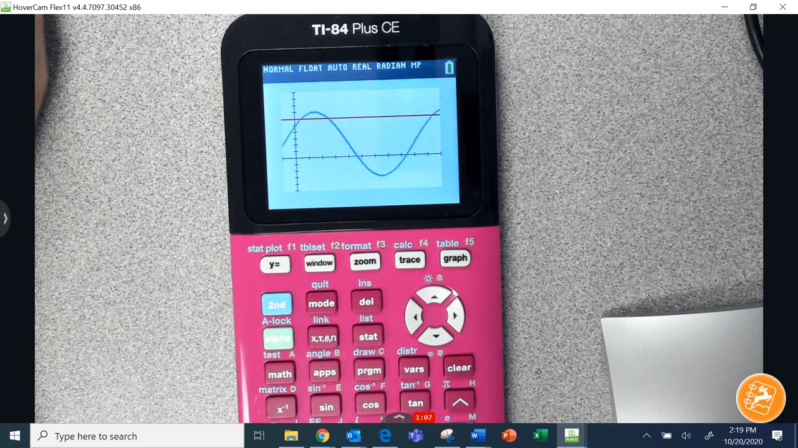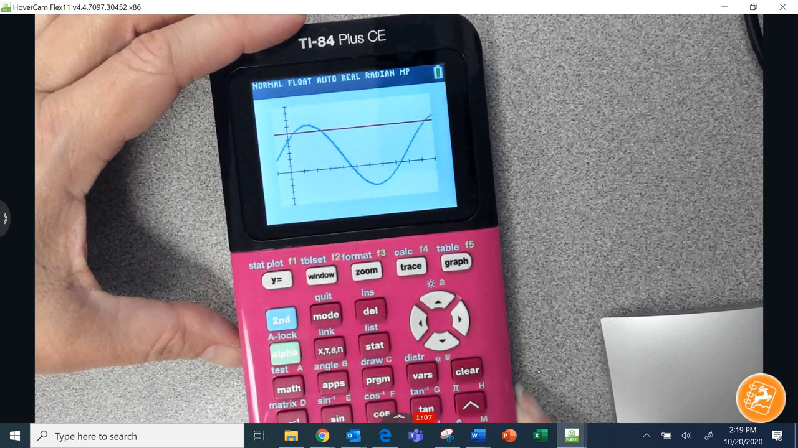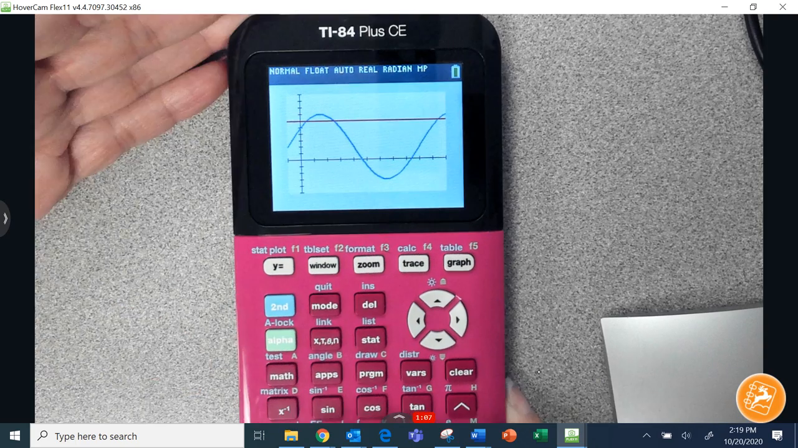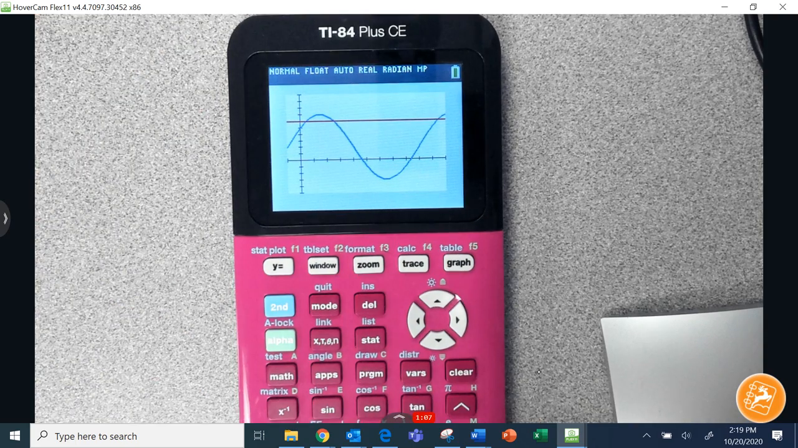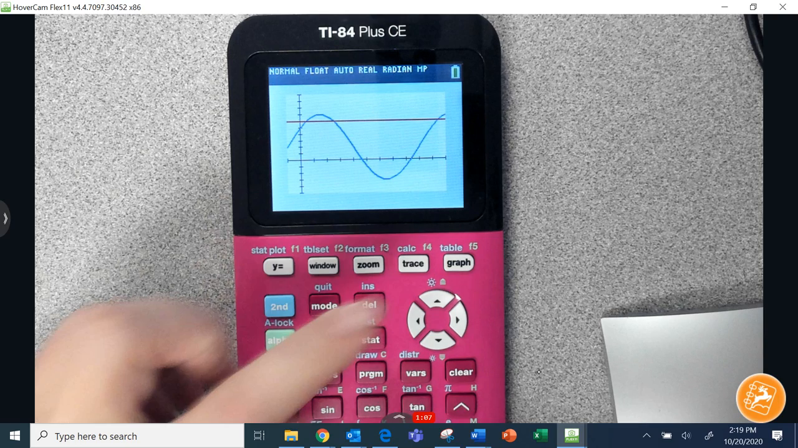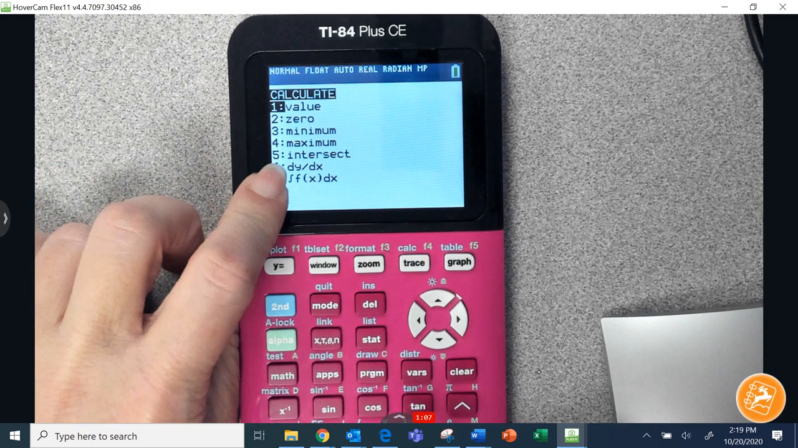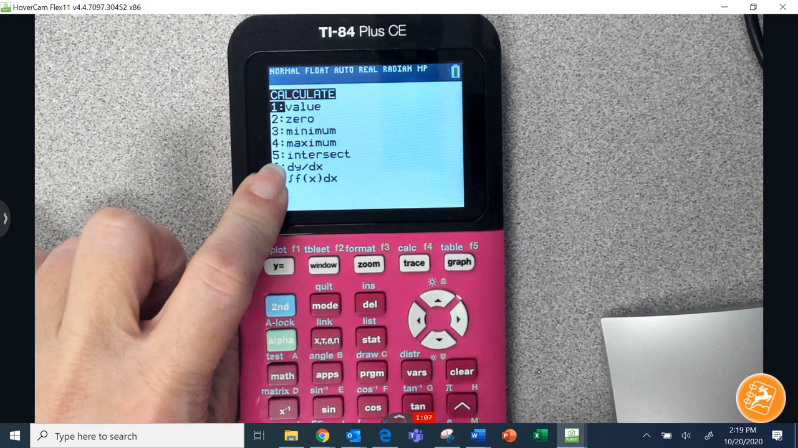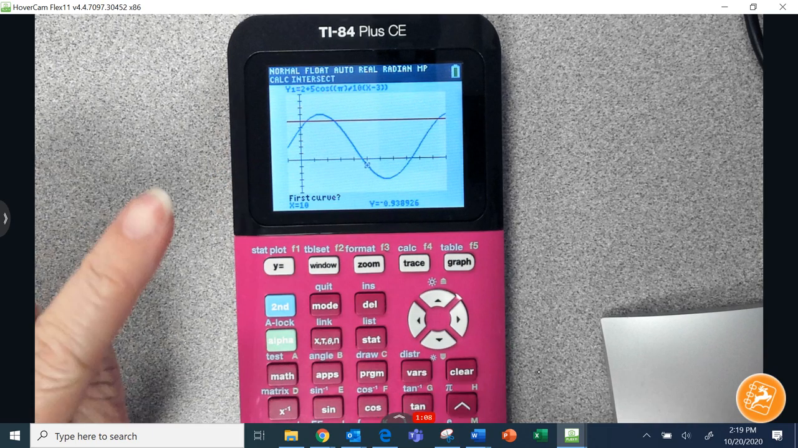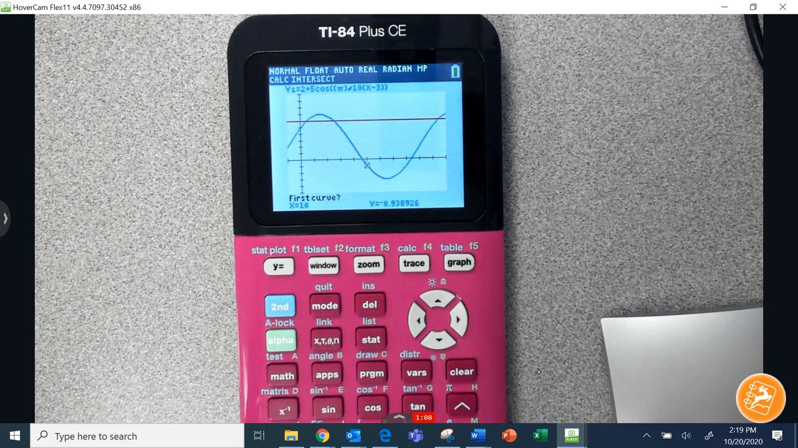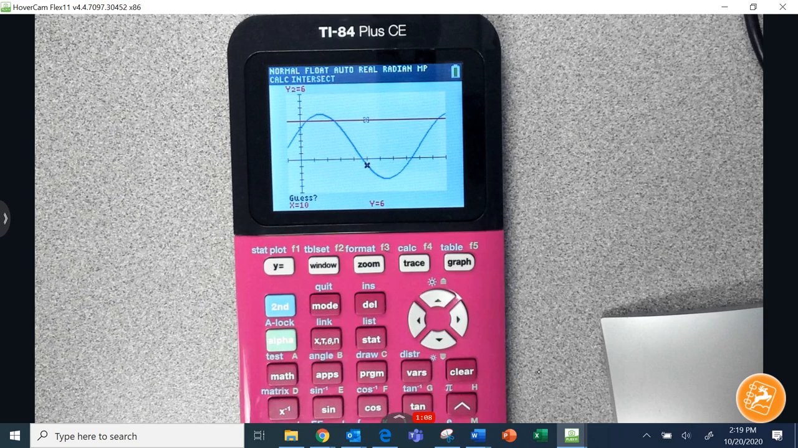Okay. All right, so there are different ways of checking it. This is how I would check it. I'm going to use this calc button, which is second trace, and I'm going to choose intersect. It's going to ask for first curve. I only have 2 things typed in, so if it says first curve and I hit enter, it's going to say second curve and I hit enter, I'm fine. Now, if you got more than 2, then you have to be paying attention to what it's sitting on. Then it says guess.